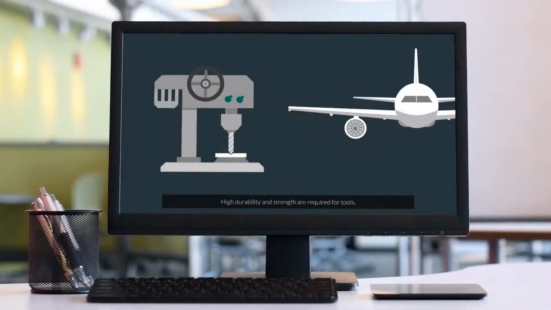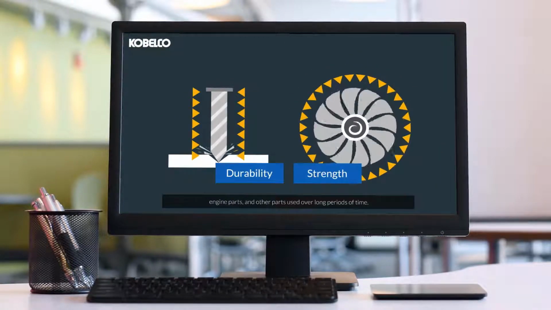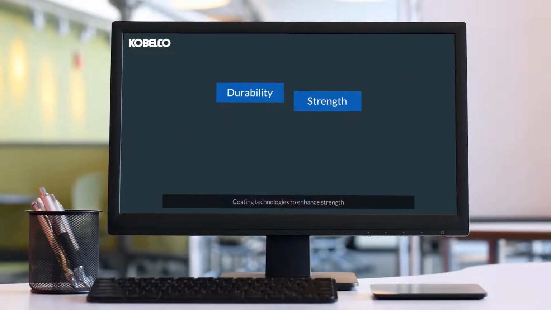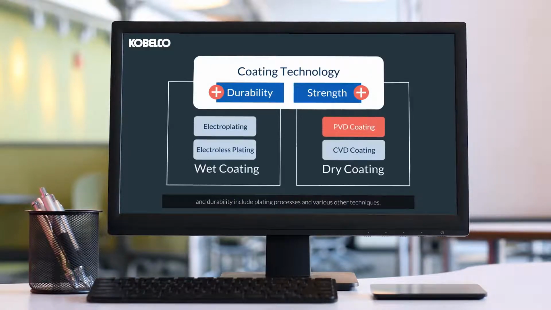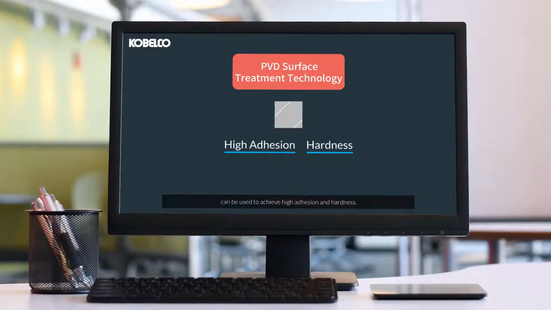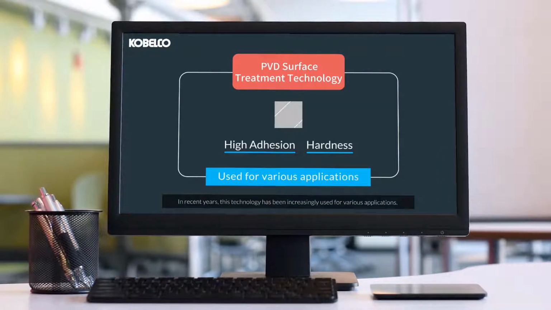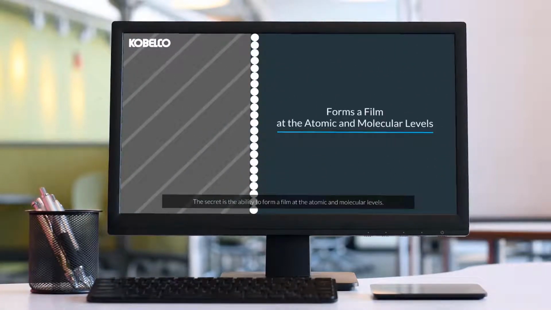High durability and strength are required for tools, engine parts, and other parts used over long periods of time. Coating technologies to enhance strength and durability include plating processes and various other techniques. Among these, physical vapor deposition, or PVD surface treatment technology, can be used to achieve high adhesion and hardness. In recent years, this technology has been increasingly used for various applications. The secret is the ability to form a film at the atomic and molecular levels.